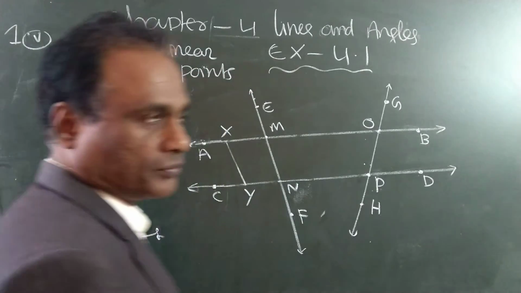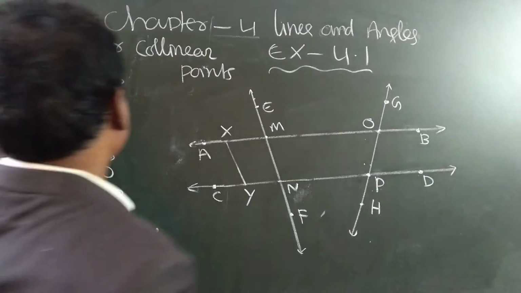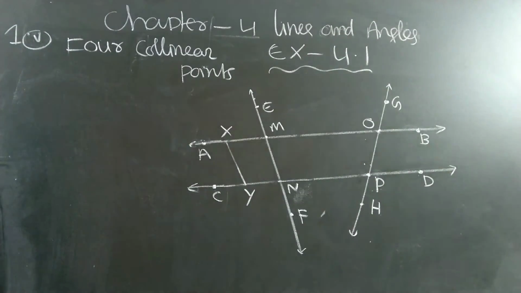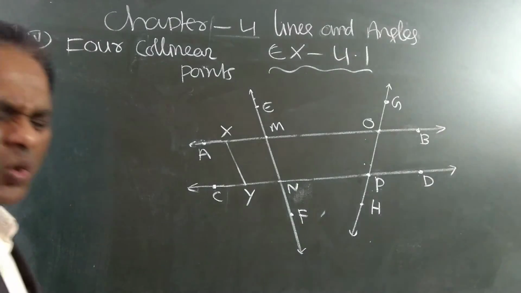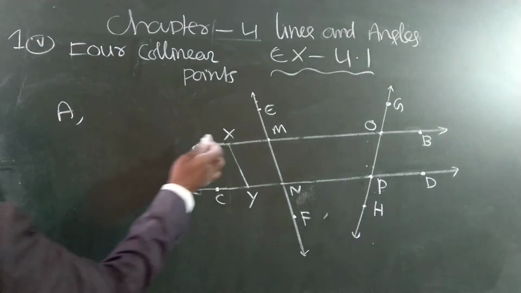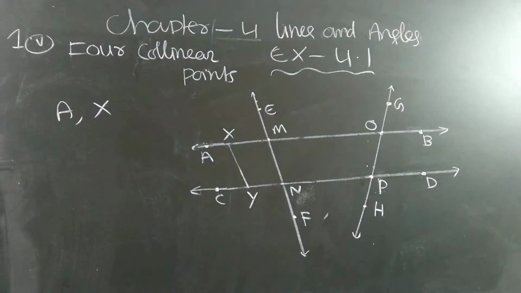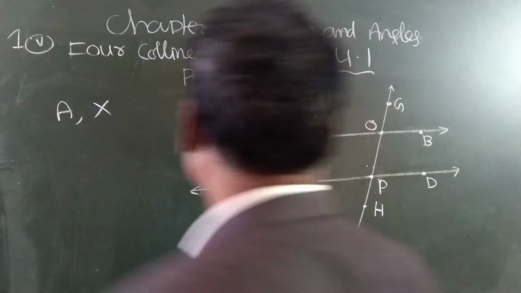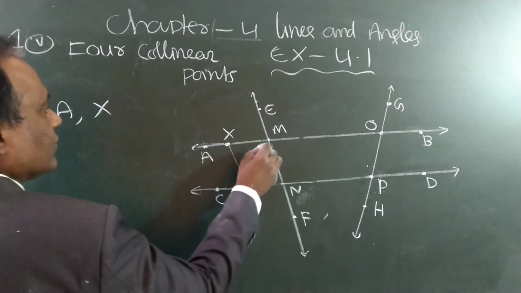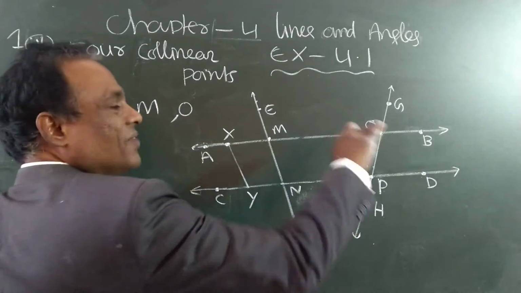Fifth bit. Collinear points. Any 4 collinear points lying on the same line. See here. A, X. How many collinear points? Any 4 collinear points. Now see here: A, X, M, O. These are all lying on the same line.